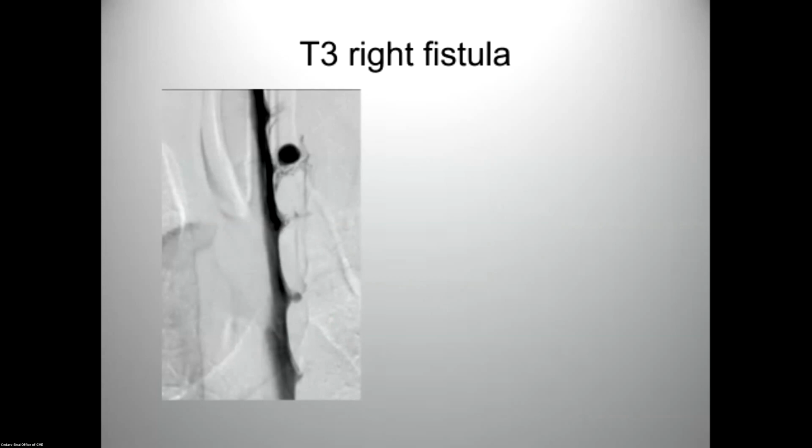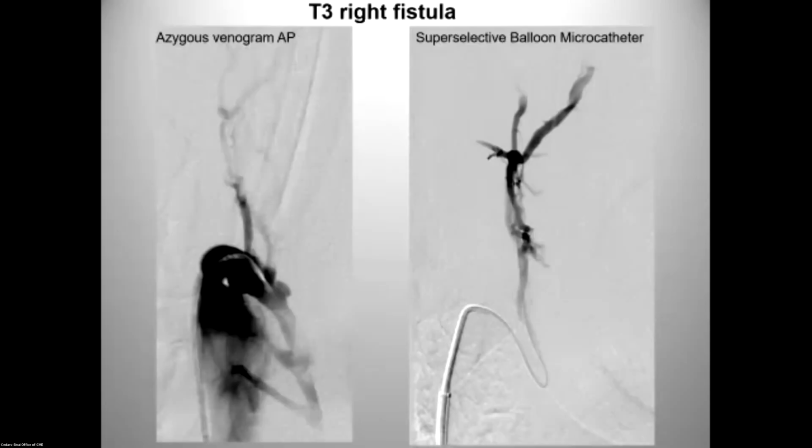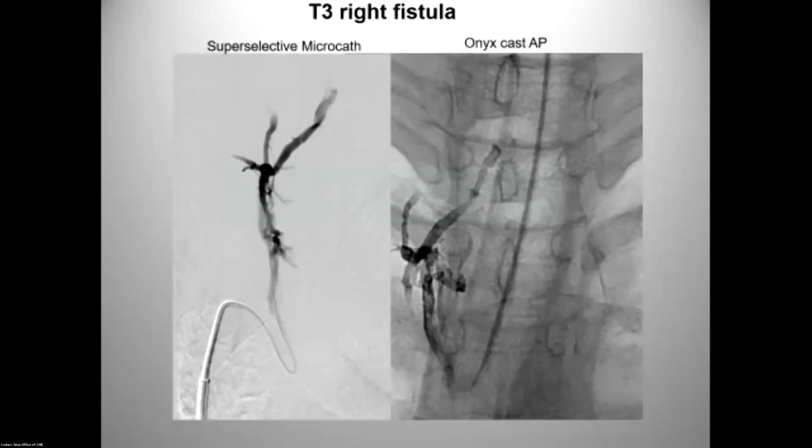Typically, the upper thoracic T1, T2, and the cervical levels are more challenging because it's not like you go to the azygos and have a straight highway to the paraspinal. This is a little bit more complicated. And in this case, we had the MRV again to help us with the anatomy and the supply to the T3 area. So we saw that intercostal approach, and then we were able to get in through the microcatheter up to the T3 and deposit the glue as the glue cast.